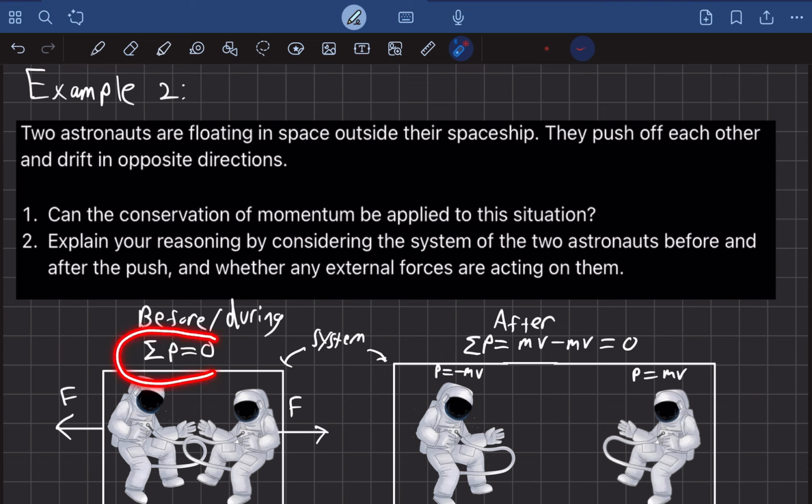Before the push, the sum of all momenta is 0 because we're considering them to be not moving at this time. After the push, though, the astronaut on the left-hand side has gained negative momentum because we're going to consider to the left as negative, like convention. The right astronaut has gained positive momentum. And we're going to go ahead and assume that they weigh the same, they have the same mass. When they push on each other, since they apply the same force to each other, and over the same length of time, they're going to pick up the same velocity, just in opposite directions. So if we add the rightwards momentum of the right astronaut and the leftwards momentum of the left astronaut, we're going to get two numbers that equal each other, but there's a negative sign in between, so we're going to get 0.